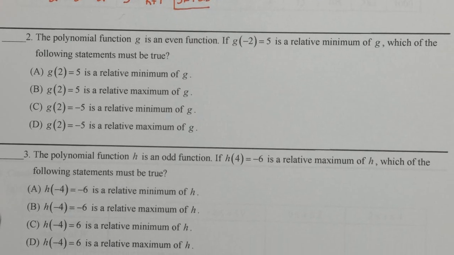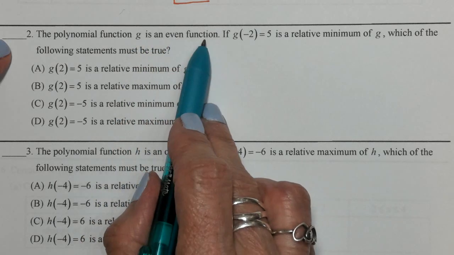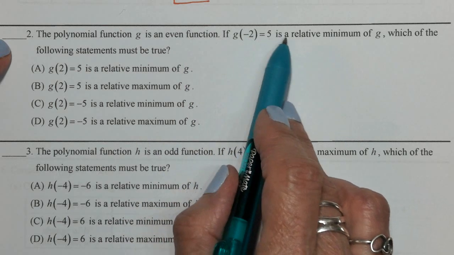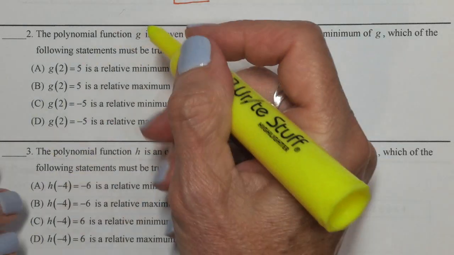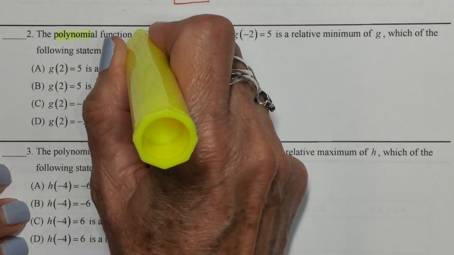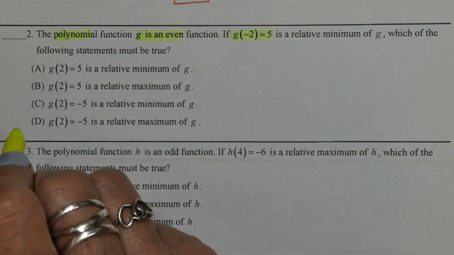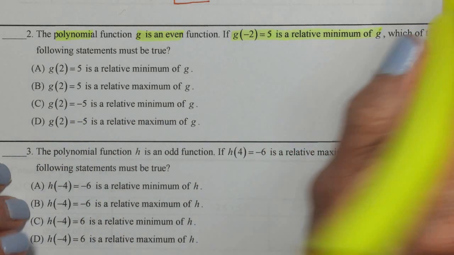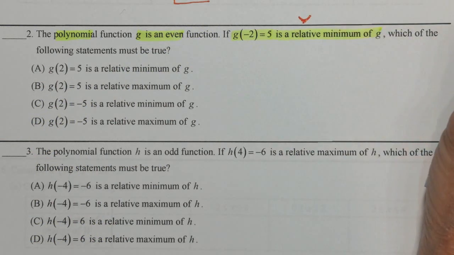Okay, let's take a look at another one. The polynomial function g is an even function. If g of -2 is equal to 5 is a relative min of g, let me get out a highlighter here. First of all, I know that g is polynomial and even. I know that g of -2 is 5, and that is a relative minimum value of g. Think of that as a relative min would be this kind of thing going on, right? Which of the following statements must be true?